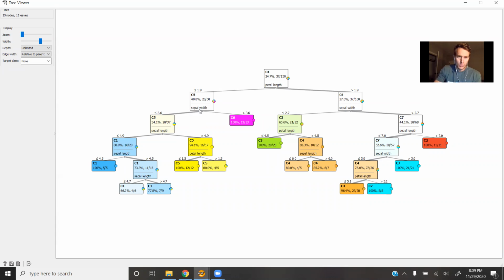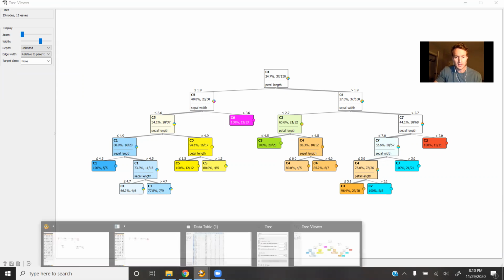So if the sepal width is greater than or equal to 1.9, it put it over here. You can find it anywhere from cluster 5, 6, or 1. If it is less than 1.9, you can find it in cluster 2, 3, 4, or 7. It's kind of interesting, it shows petal length and then sepal width to split those out. And it's interesting to see why 1.9 was what it picked.